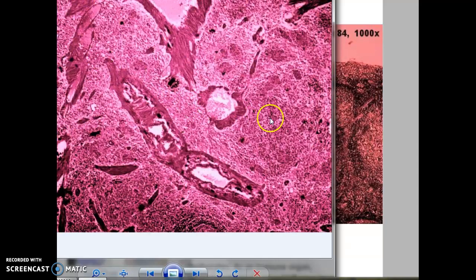And since I'm here, I might as well show you the spleen. The spleen is made up of white pulp, which this would be, and red pulp, which this would be. And there's trabeculae here, holding the whole thing together. And there should be a blood vessel here. There should be blood vessels in the red pulp as well.